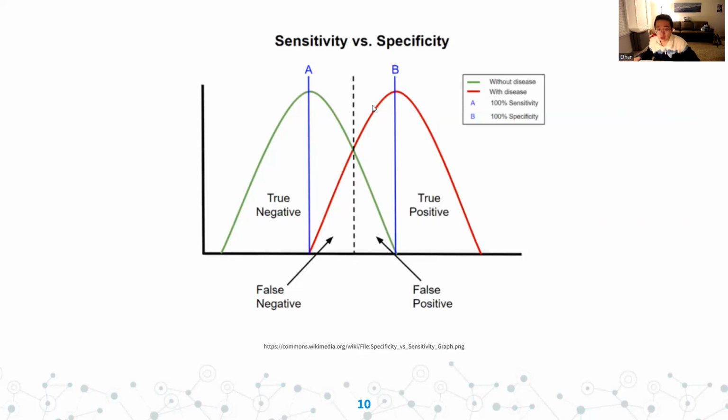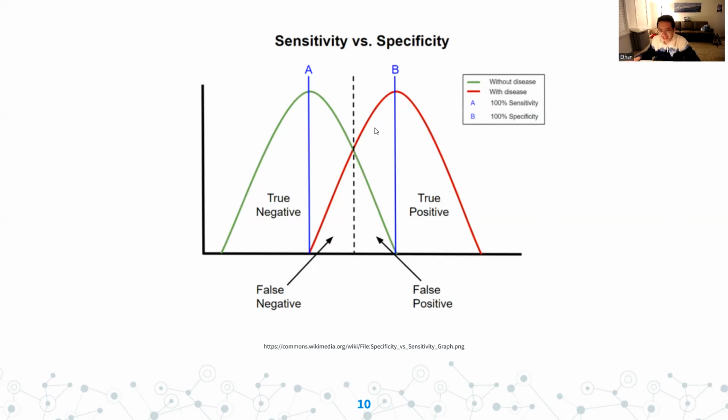And the corollary is true when you talk about a specific test, right? This test with 100% specificity, this B line here, yes, you're labeling as negative everyone who doesn't have the disease, assuming that to the left is everyone who doesn't have the disease. But unfortunately, you're also going to label as negative a lot of people who actually have the disease. You're going to get a lot of false negatives.